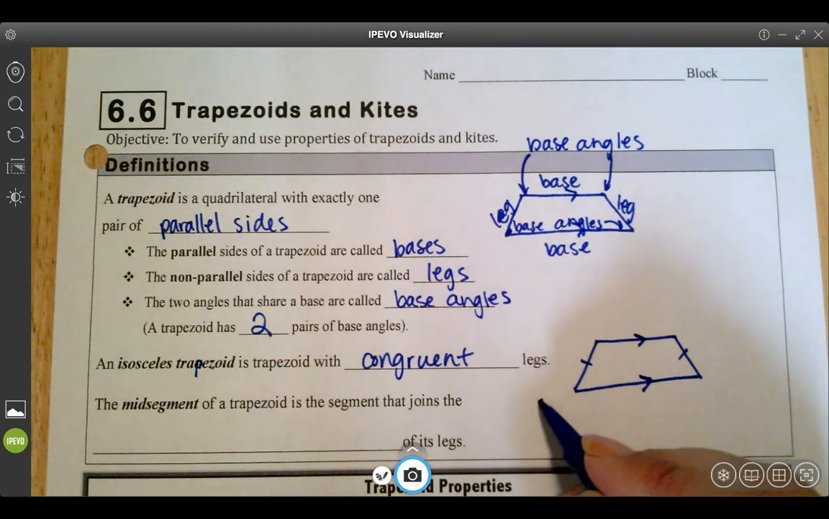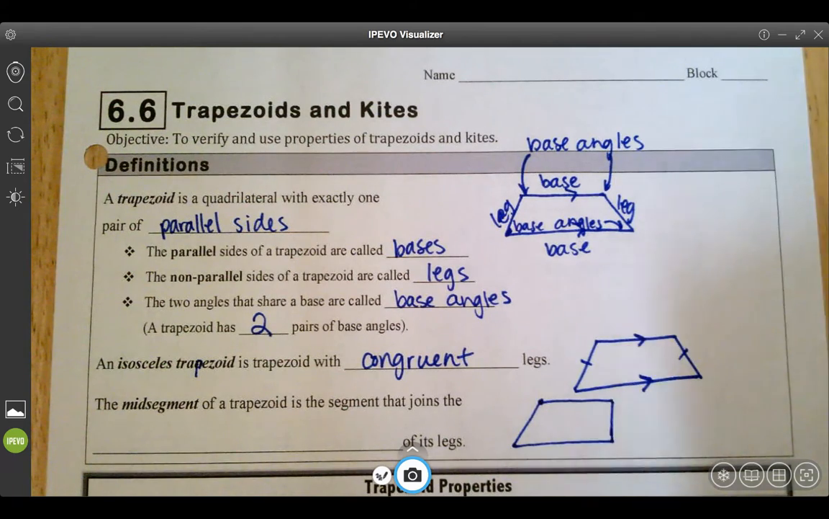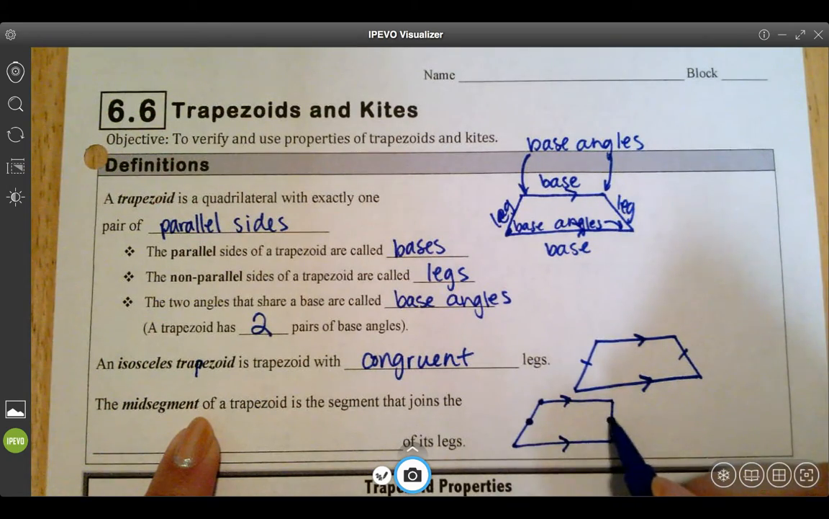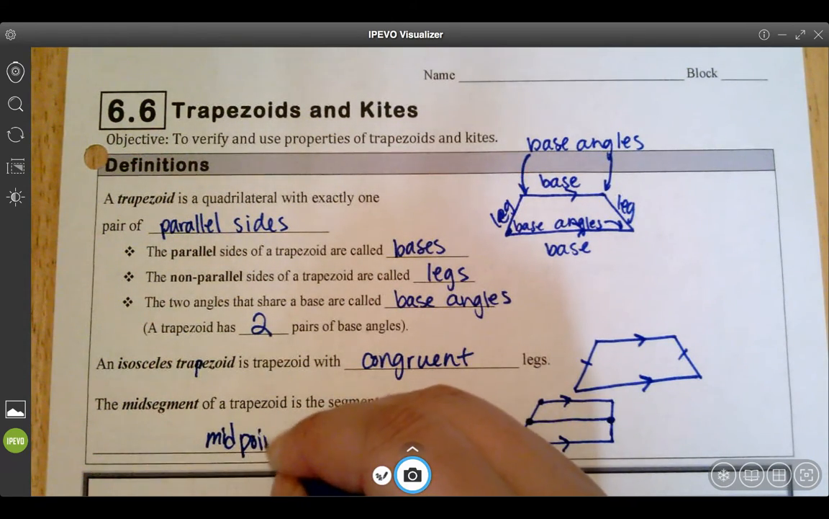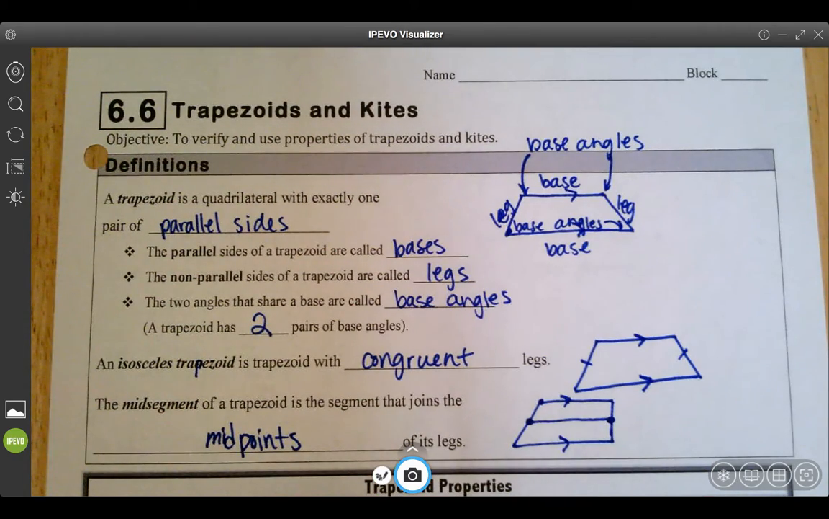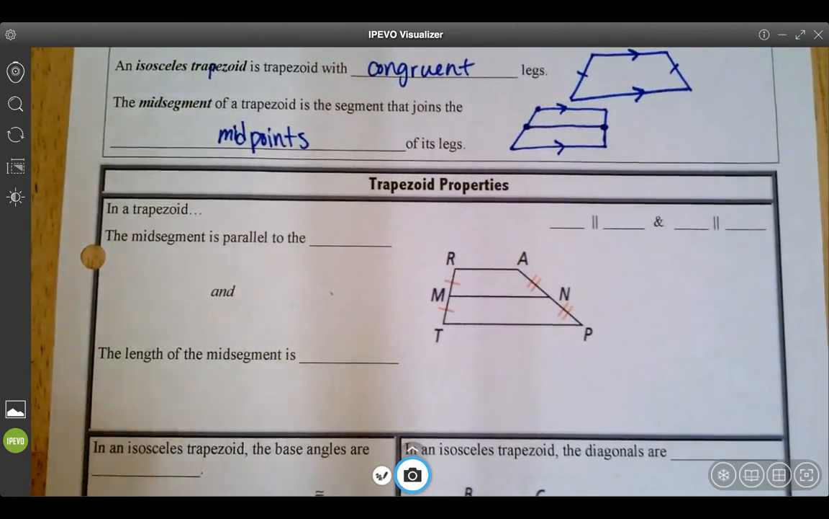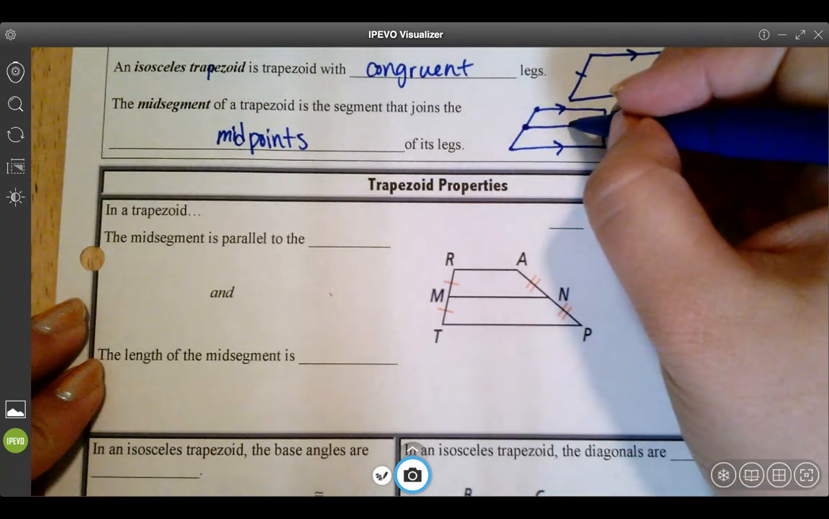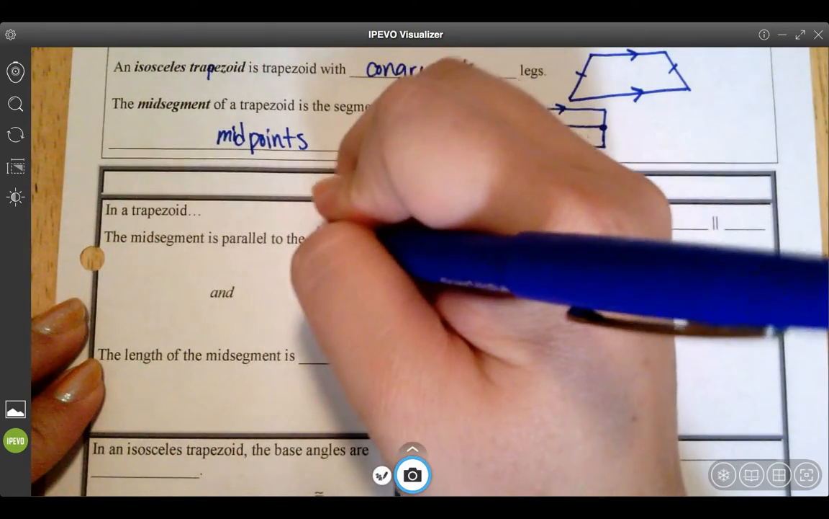And if we're looking at any trapezoid, so this is not just for isosceles trapezoids, we can find the midpoint of each of the legs and draw a line across, and that line is called the midsegment. So a midsegment joins the midpoints of the two legs. And that's for non-isosceles trapezoids as well. So let's look at some of these properties that we get from a trapezoid.